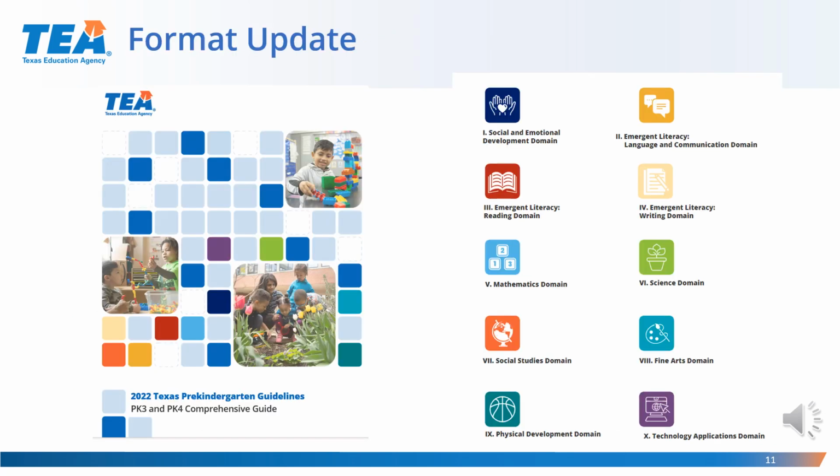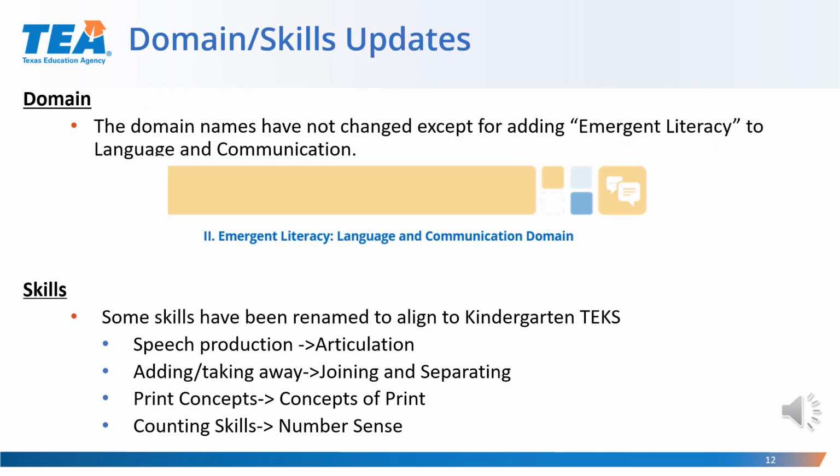Updates. The overall format and style of the new pre-kindergarten guidelines includes a colorful design with icons and color style that correlate to specific domains. The overall look of the comprehensive guide was created with easy accessibility and referencing in mind. Domains and skills updates. Domain names have not changed except for adding emergent literacy to language and communication. You can see the example formatting below.